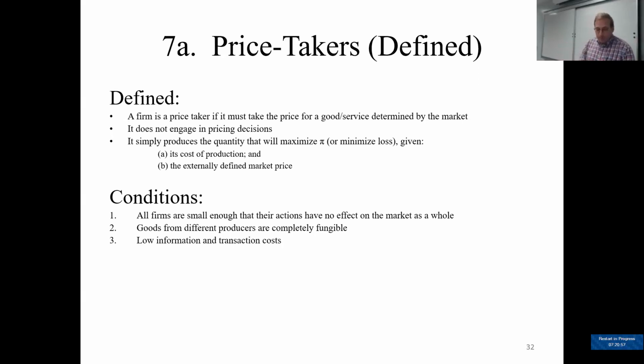Third condition, I'm sorry, you have to have low information and transaction costs. That basically means that everybody knows about everything. You can't try to game the system and drive your tractor a mile down to another market, because the other market's going to have the exact same price for hogs or the exact same price for wheat.